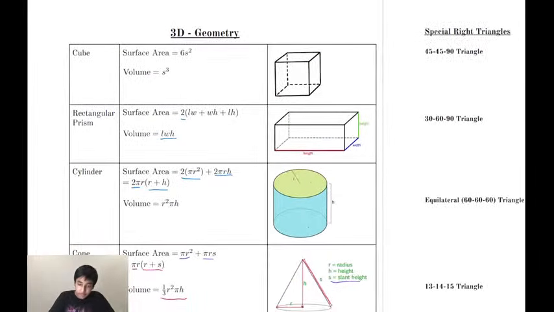And also, one that I forgot to put on here is a prism. The volume of a prism is just going to be equal to the area of the base of the prism times the height. For a pyramid, it's 1/3 times the area of the base times the height, which is just going to be the perpendicular line. And I'll try to include it on here for the cheat sheet. Sorry, I forgot to include that for now.